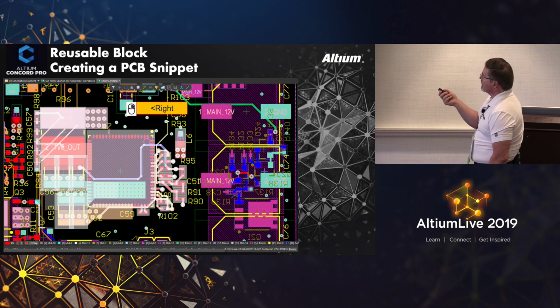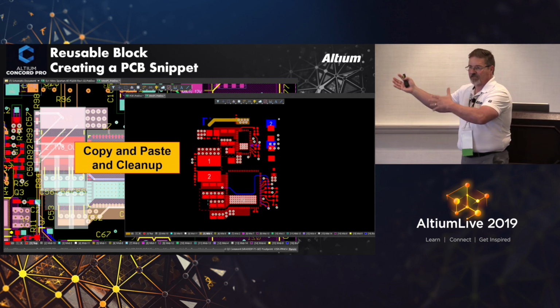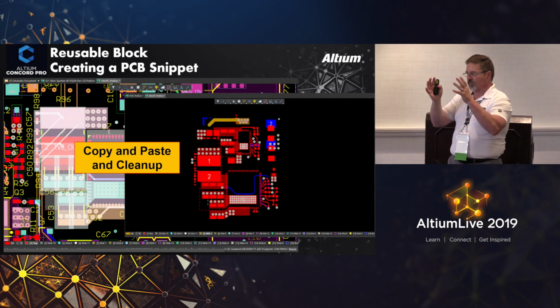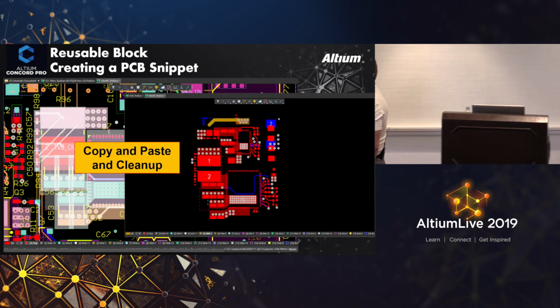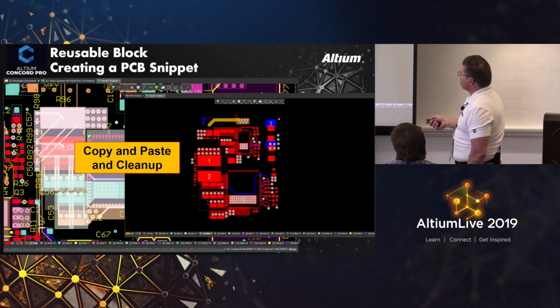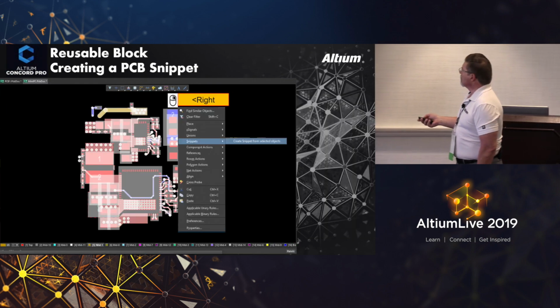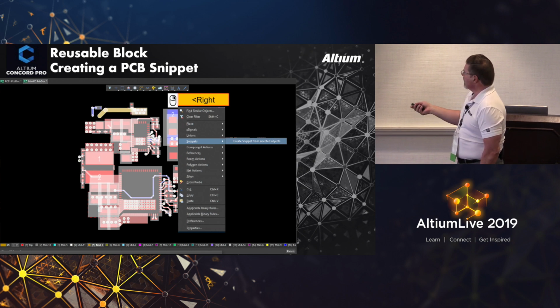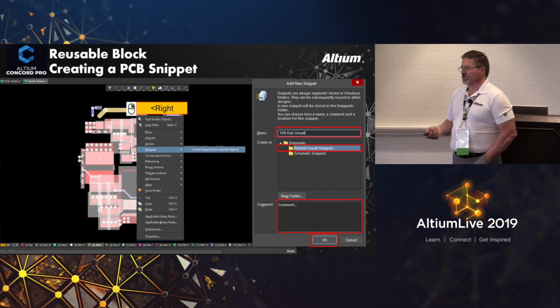So you can also then create a PCB snippet. Let's say in this circuitry here, I wanted to copy this. I copy what I'm looking for, and then I paste it off to the side. It may need some cleanup, because you're going to copy some stuff that you may not want. So if you right click on that circuitry, you say create a snippet from the selected objects, and that goes into your printed circuit board snippets.